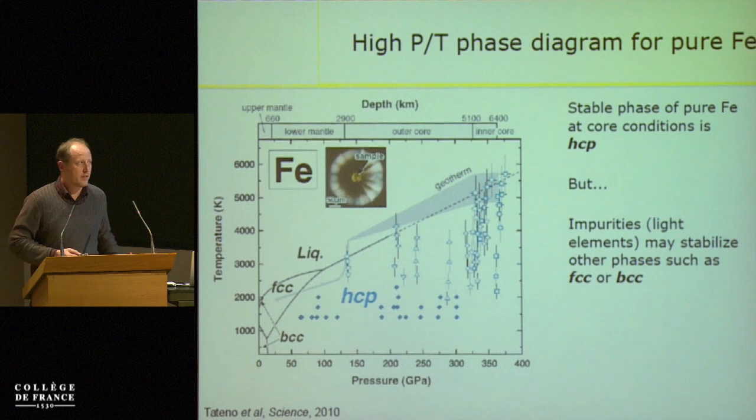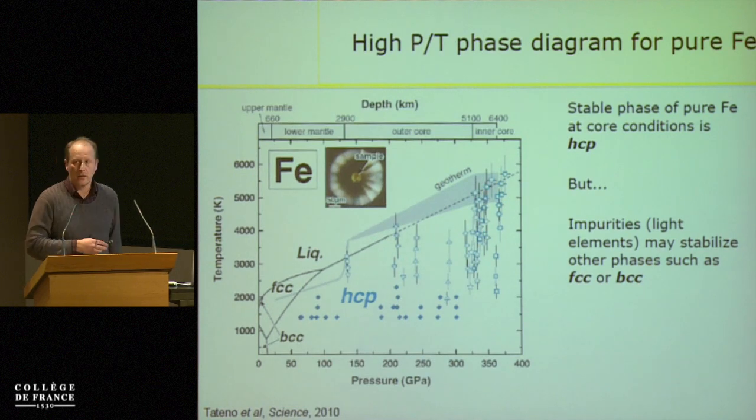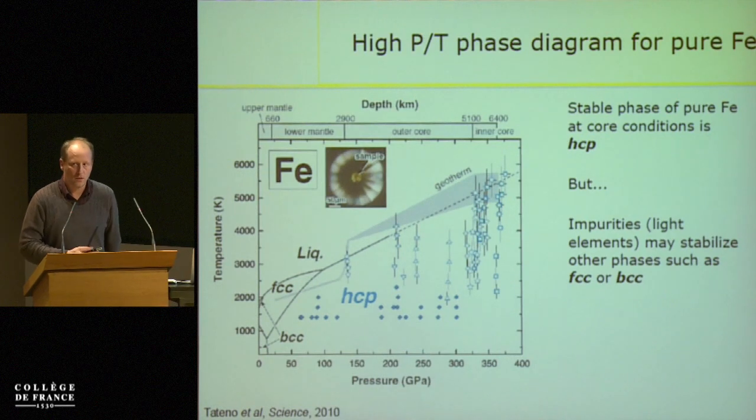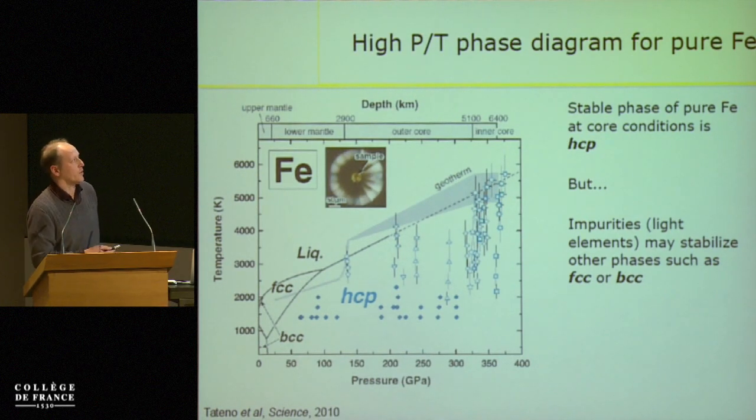So in terms of the phase diagram, from an experimental point of view, I think the situation is getting sorted. At inner core conditions, iron is HCP. All papers converge towards that. But on the other hand, there are still issues. If you put in light elements, you may actually stabilize other structures, and the energy difference between HCP and the cubic structures is small.